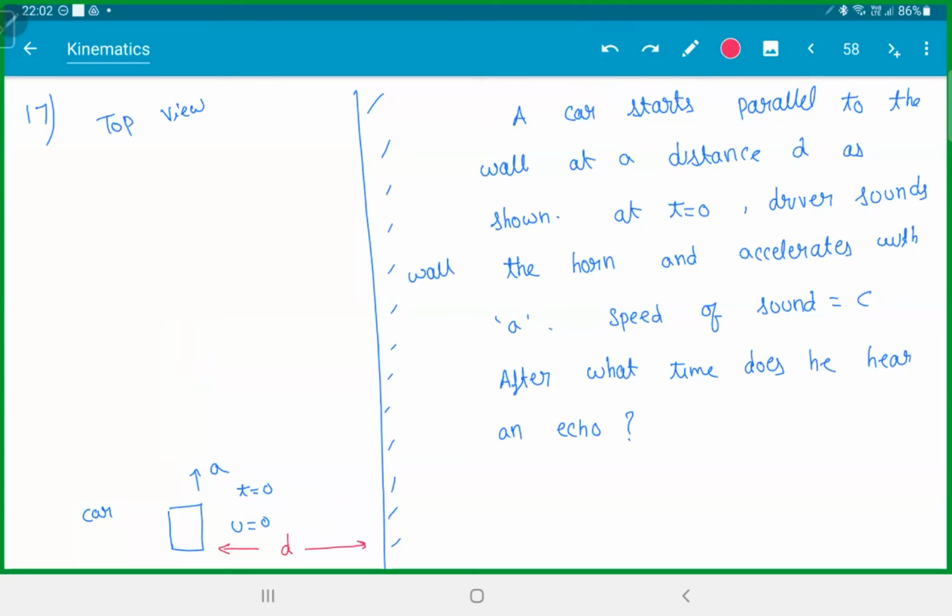So he sounds the horn once, only once. One sound he makes, and the vehicle also starts at the same time. After what time does he hear an echo? Now think, how is he hearing the echo? Where is the sound coming from? You have to think about all that. Don't worry about getting the answer. Take time, think about it for 2 minutes, and then try to solve. If you're still not getting it, I'm there. I'll teach you anyway. Try.